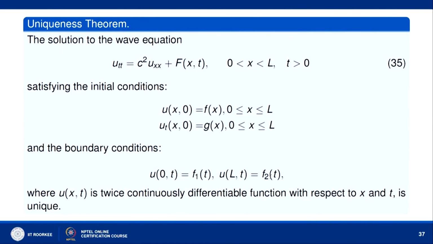Now, the case which we have discussed earlier is a special case of this, by assuming that f of x, t is 0 and f1 of t and f2 of t are 0. So, it is a special case of this uniqueness theorem. It means if this problem has a unique solution, the special case will also have a unique solution. So, now let us try to prove this result.